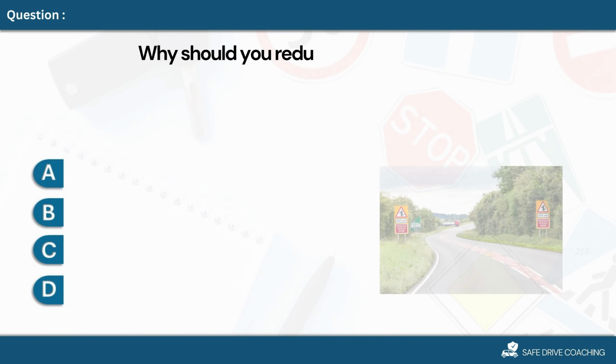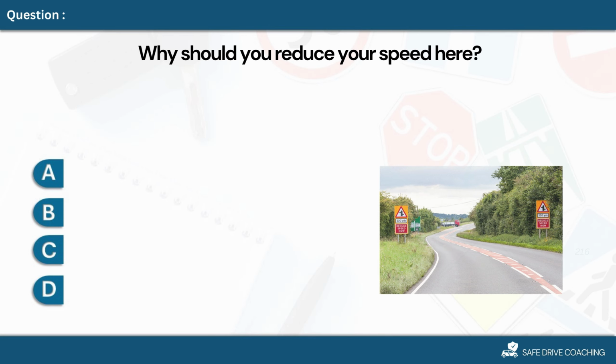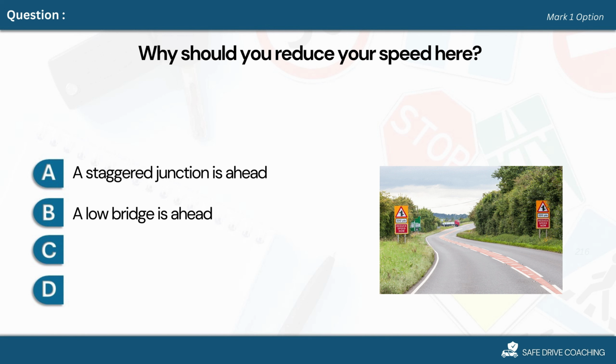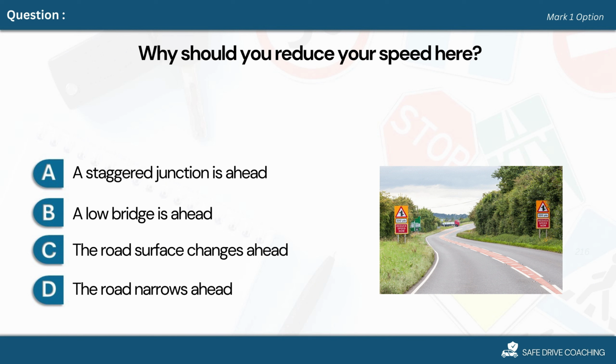Why should you reduce your speed here? A. A staggered junction is ahead. B. A low bridge is ahead. C. The road surface changes ahead. D. The road narrows ahead. The correct answer is A. A staggered junction is ahead.